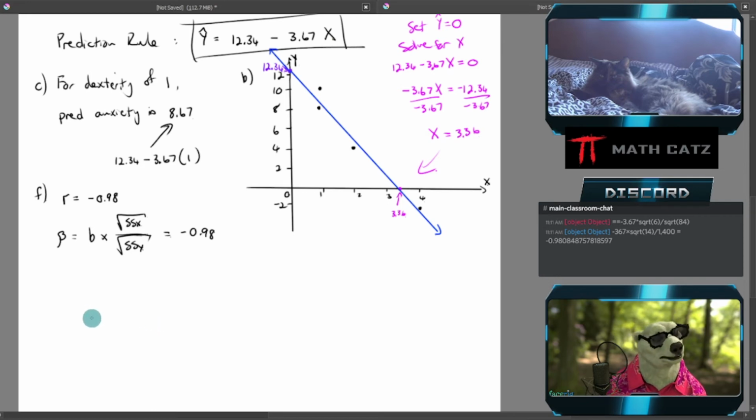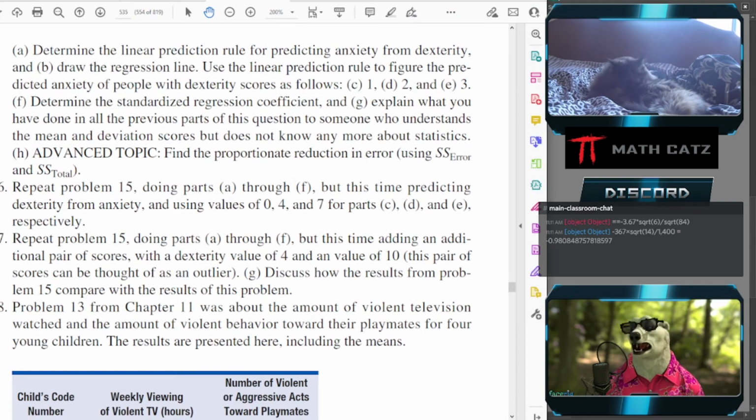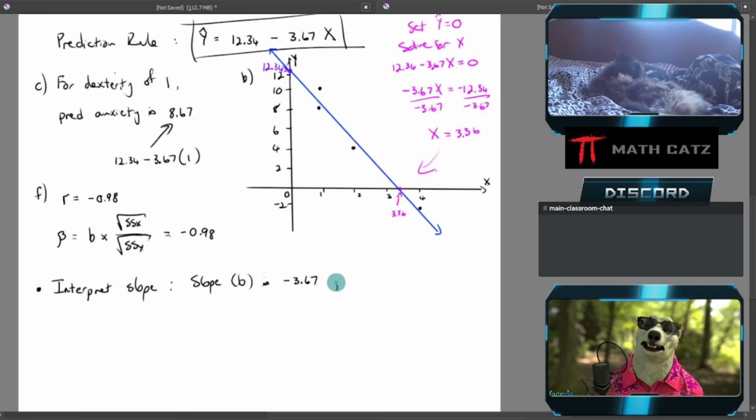Then lastly, I want to do two things. I want to interpret the slope. I'm just trying to think of things not necessarily explicitly asked in this question, but things I might need to be able to do. Interpret the slope in my prediction rule. The slope is b, and in this case it's negative 3.67. What I like to do is write it negative 3.67 over 1.